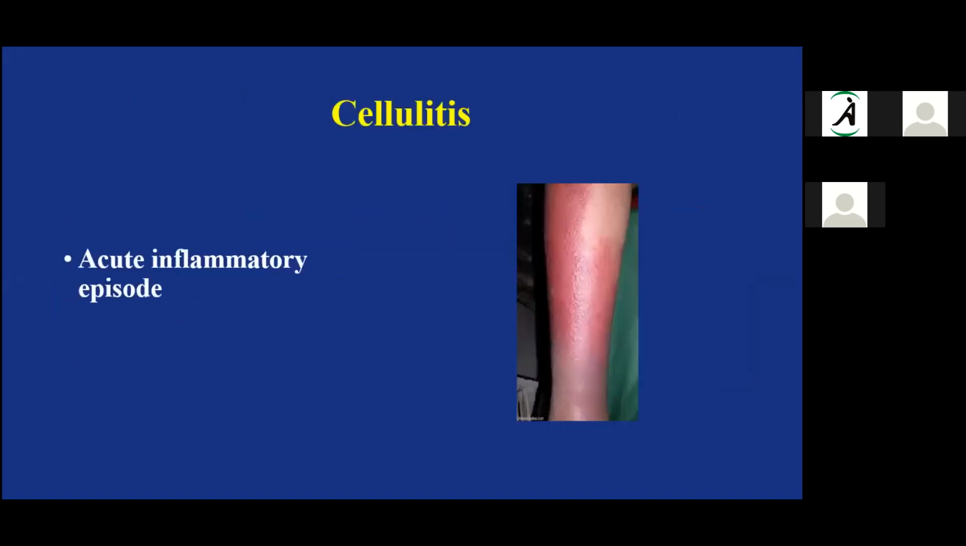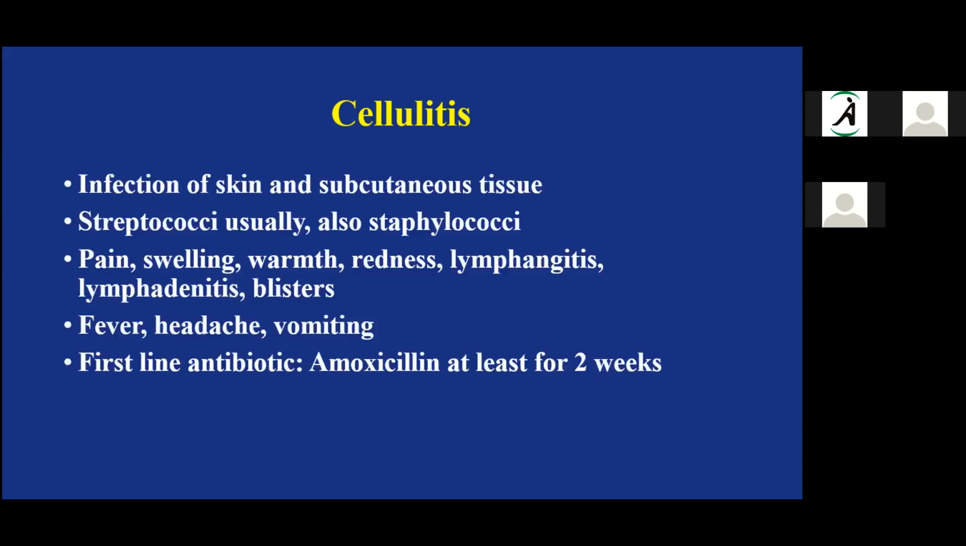Complications of lymphedema. One is cellulitis. This is an acute inflammatory episode. We all know the signs and symptoms of inflammation: redness, warmth, pain, all those symptoms will be there. If there is cellulitis, they have to take good treatment. It could usually be streptococcal, but sometimes staphylococcal infection is also there.